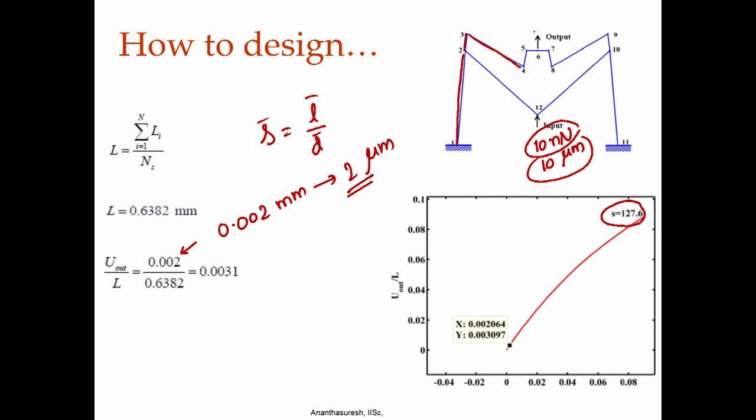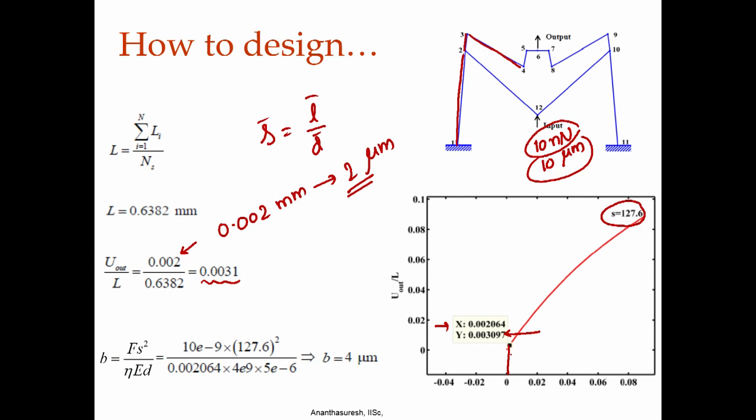So, we have taken the U out by L, a non-dimensional number, and that is the y coordinate here, 0.003097 or 0.0031, and the corresponding x here is the eta value, which is very close to 1, that is 0.002. Once you have eta, then you can find the in plane width that we wanted, which should be the D that we had assumed.